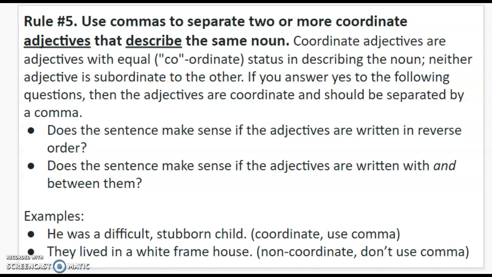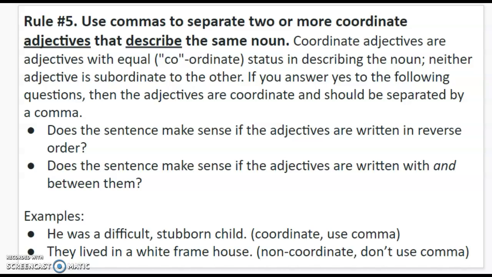All right, Common Rule 5. Use commas to separate 2 or more coordinate adjectives that describe the same noun. So coordinate adjectives are adjectives with equal or coordinate status that describe the noun. So neither is subordinate to the other. If the sentence makes sense if the adjectives are written in reverse order, then you know they're coordinate, not subordinate. And does the sentence make sense if the adjectives are written with and between them?